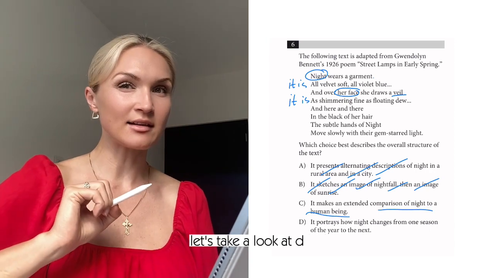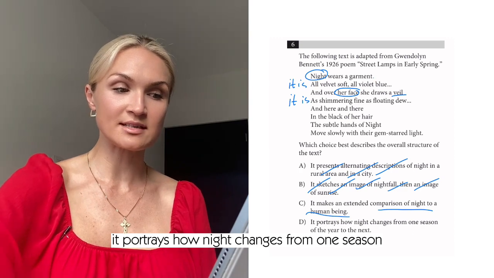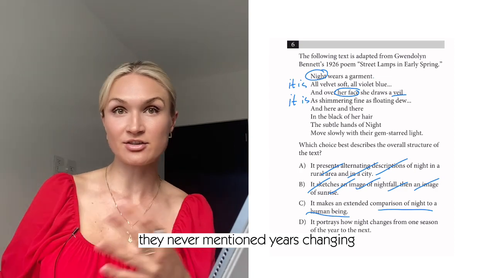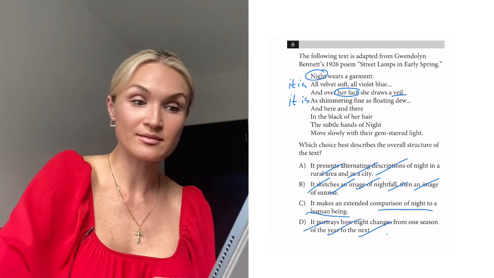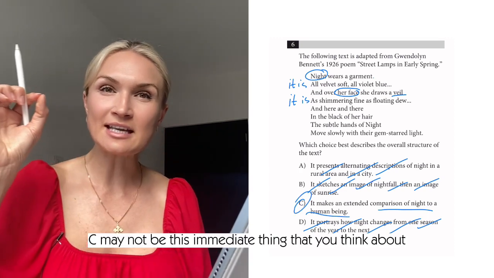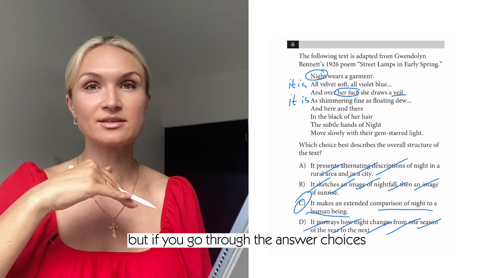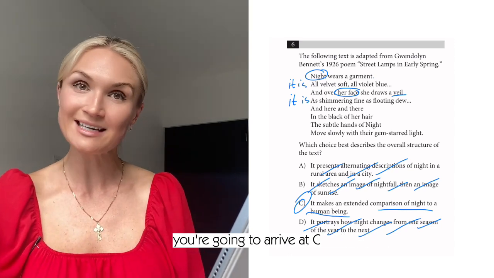Let's take a look at D. It portrays how night changes from one season of the year to the next. They never mentioned that. They never mentioned years changing. They never mentioned seasons changing. So D's out. You see how C may not be this immediate thing that you think about, but if you go through the answer choices and eliminate those that are obviously wrong, you're going to arrive at C.